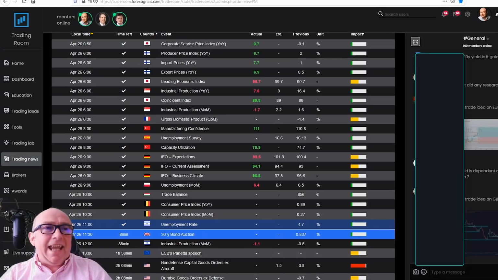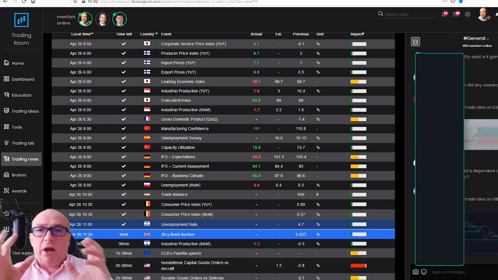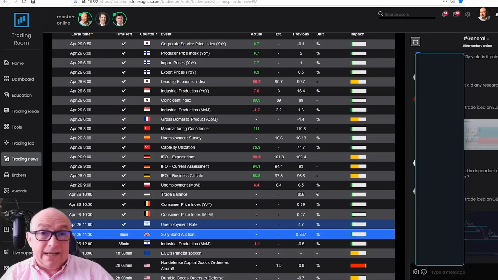Okay, so here is the economic calendar. It's very important when you're trading the financial markets that you have something like this. Now you can access this economic calendar by going to forexsignals.com, scroll down to the bottom and you'll see economic calendar. Click on that and it pulls you up to this page.